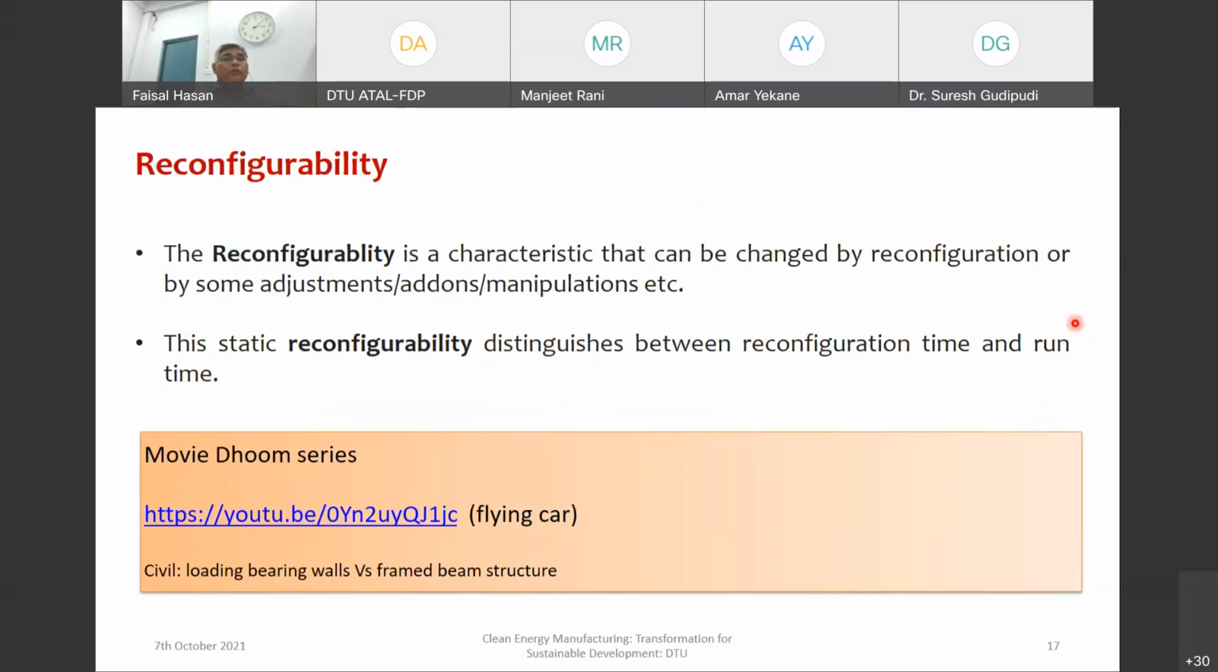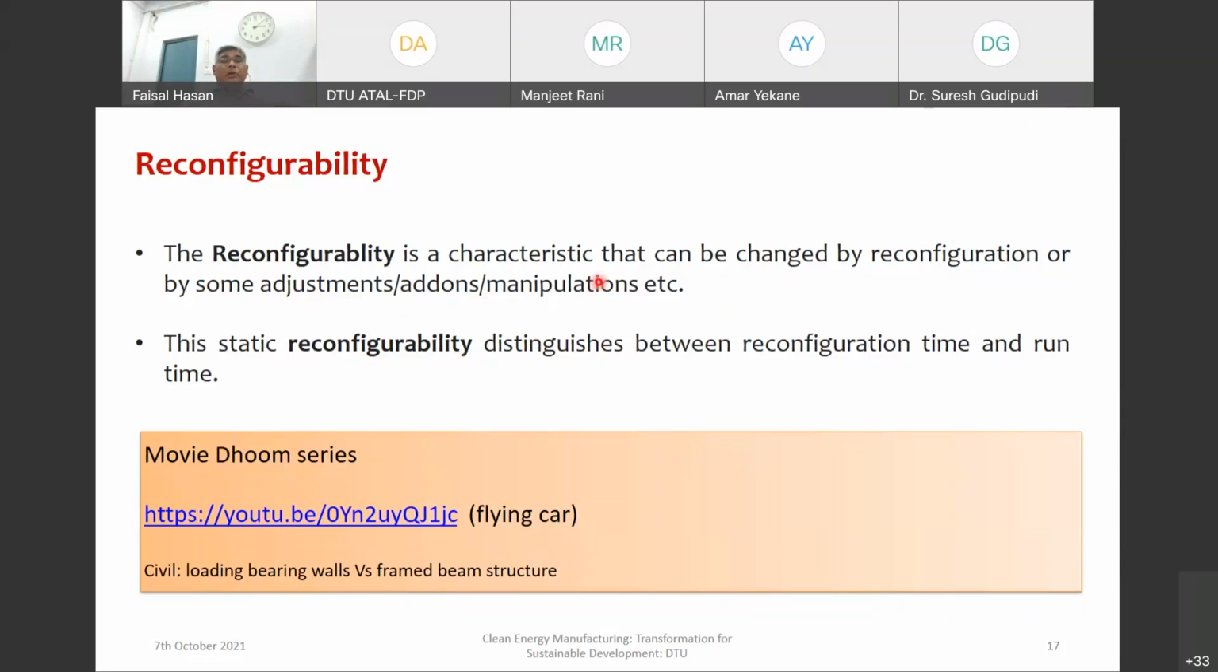So reconfigurability is a characteristic that can be changed by reconfiguration or by some adjustment, add-ons, manipulators, etc. The design is very simple. Compare the chairs we use in our houses with the earlier chairs. Earlier chairs were fixed. You didn't have any arrangement for adjusting the height or the back. But nowadays you have chairs where you can adjust the height depending upon the requirement of the table or the height of the person, and adjust the backrest depending upon your comfort. So we are giving some flexibility to the chair so that it can be adjusted as per the requirement of any person. That is the basic idea behind reconfigurability.